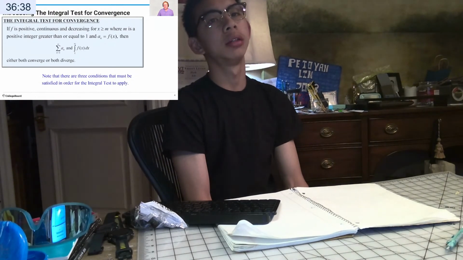Now, as you can see, there's a lot of language going on in this problem. So note that there are three conditions that must be satisfied in order for the integral test to apply. And that is something that the College Board, the Advanced Placement Calculus exam, is going to be very, very interested in seeing if you know.